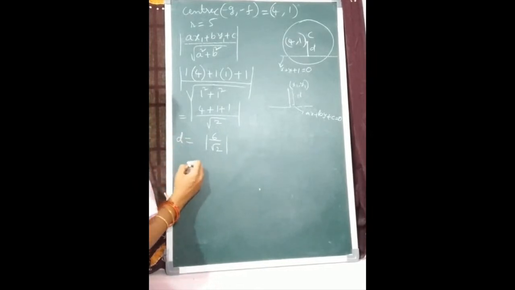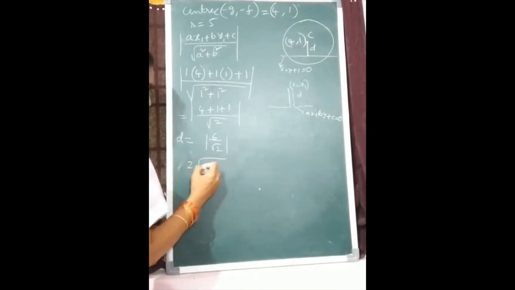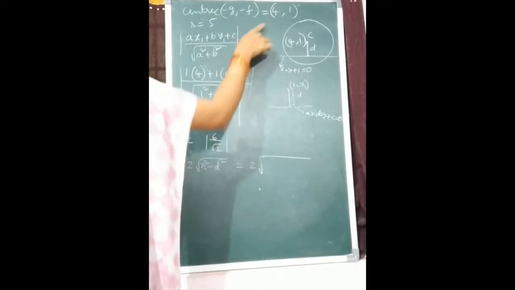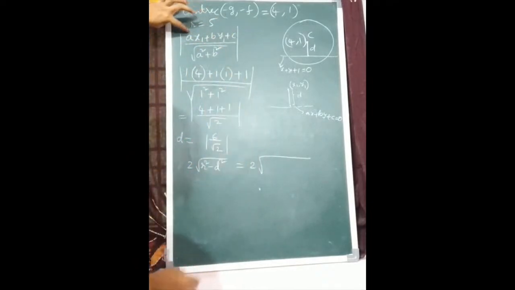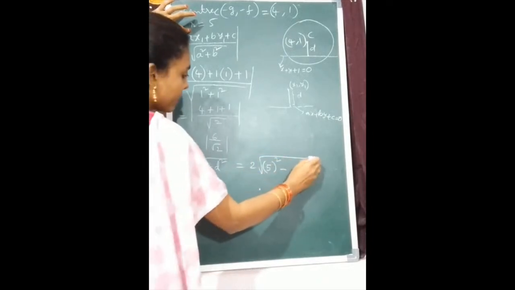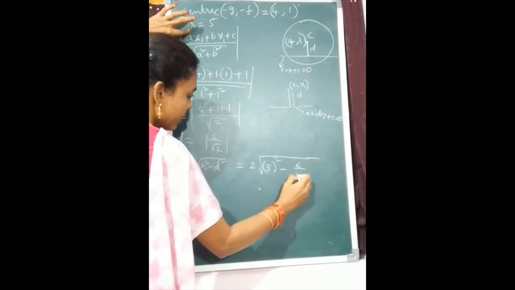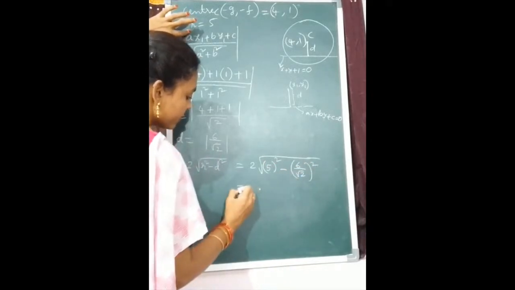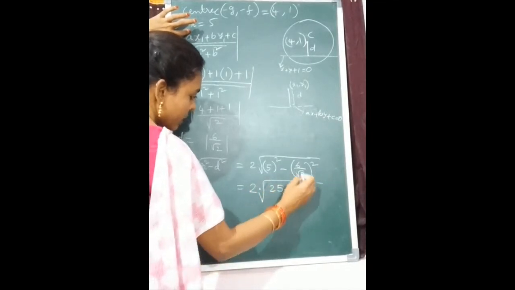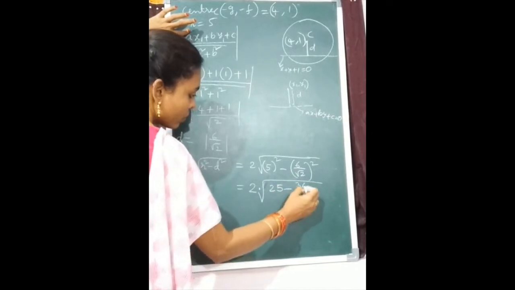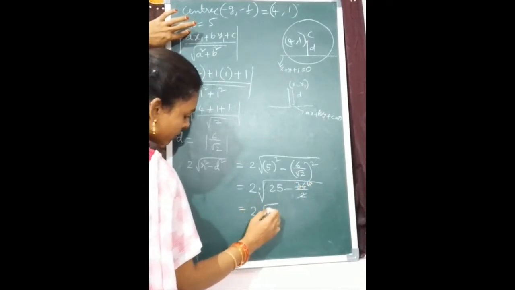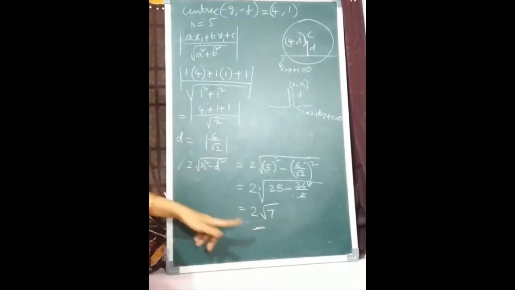So the length of the chord formula is 2 into root over r square minus d square. We already found r is 5, so 5 square minus d square, where d square is 6 by root 2 whole square. 2 times root of 25 minus 36 by 2, root 2 whole square is 2. So 18. This is equal to 2 into root 7. This is the length of the chord.